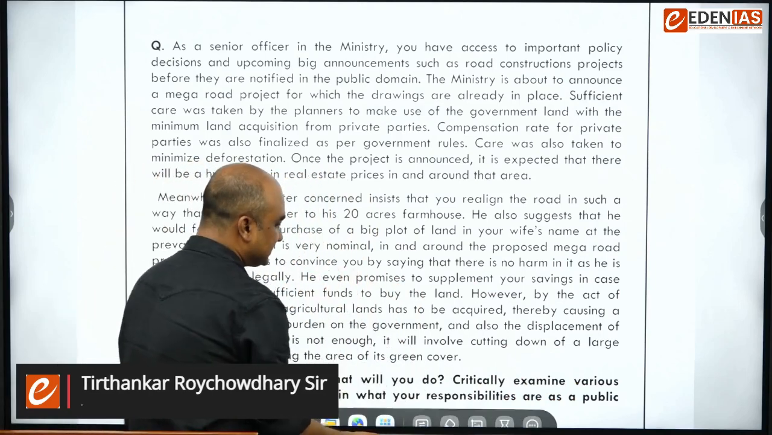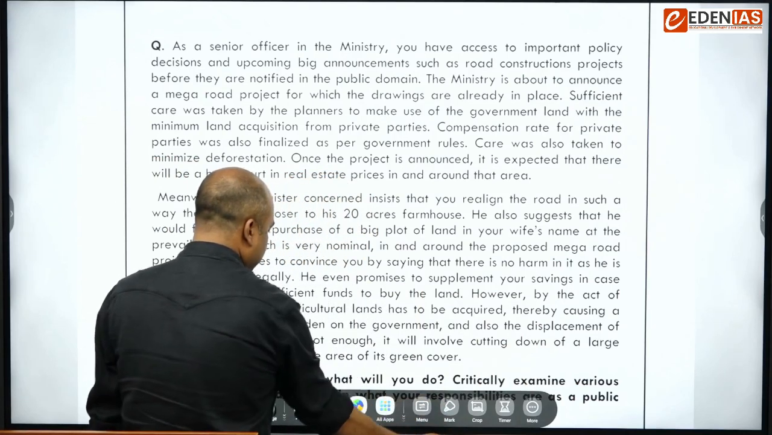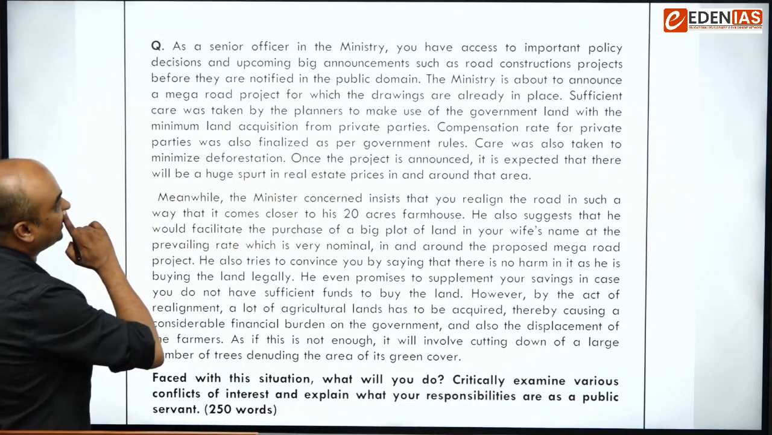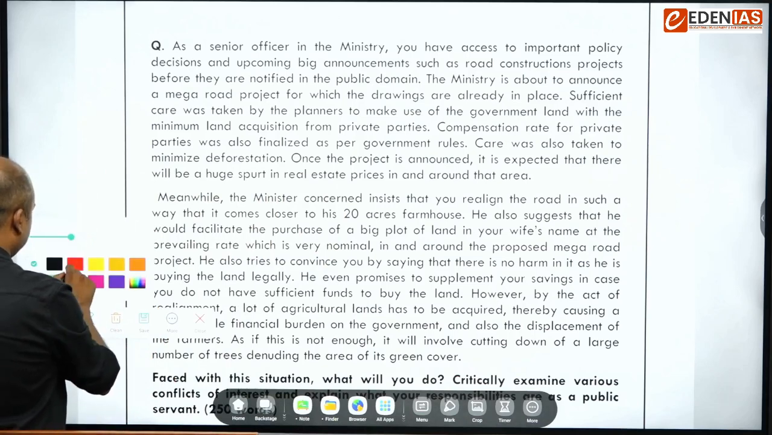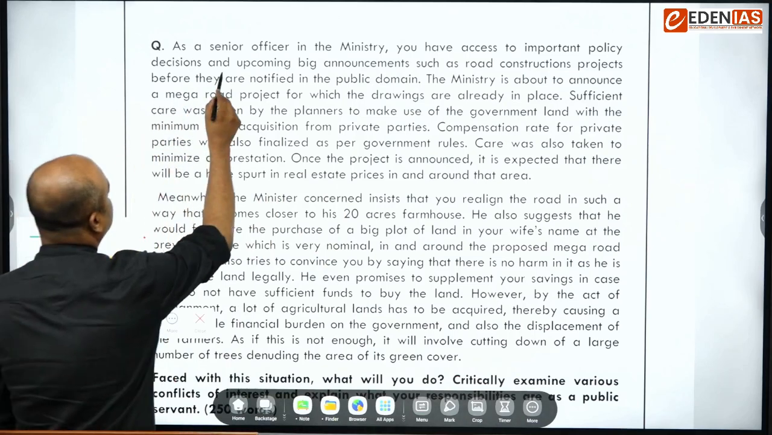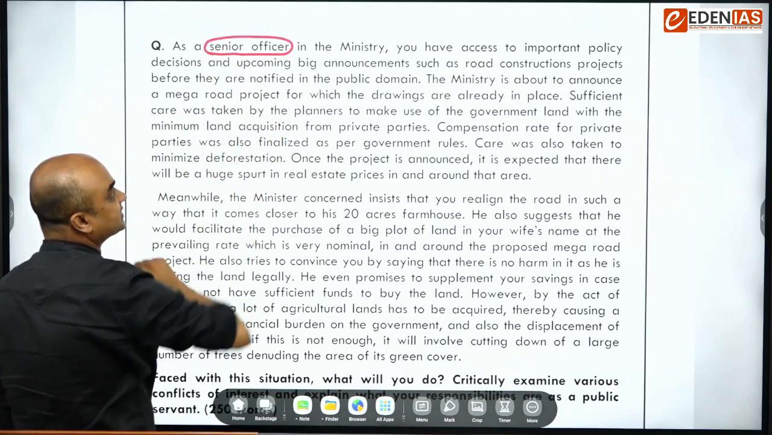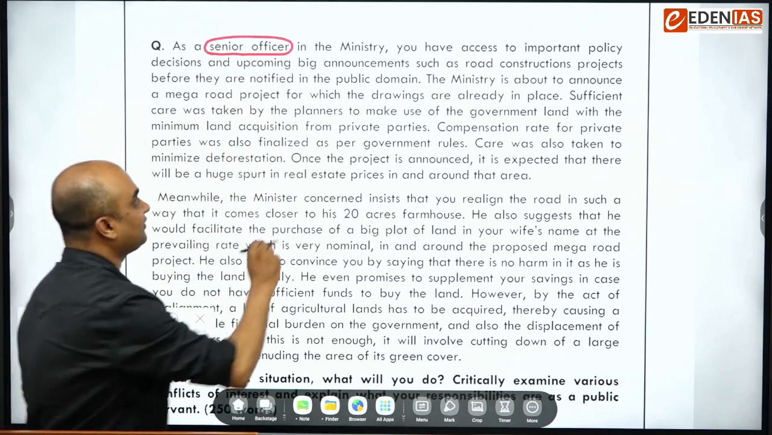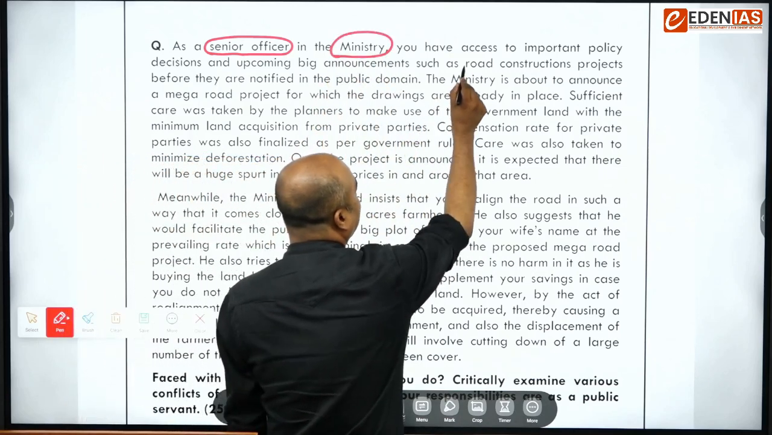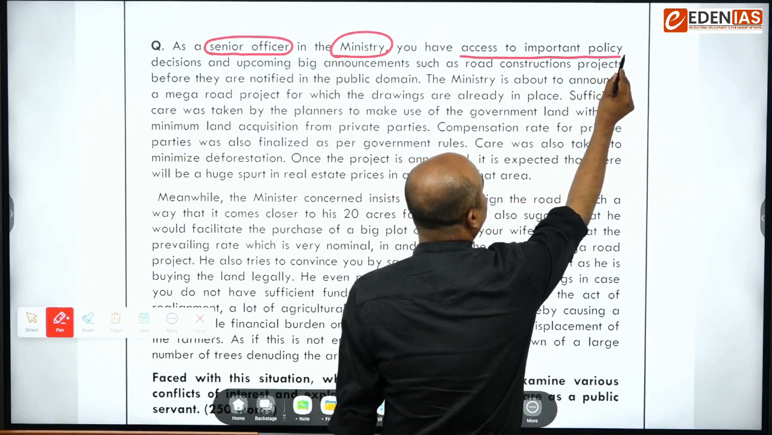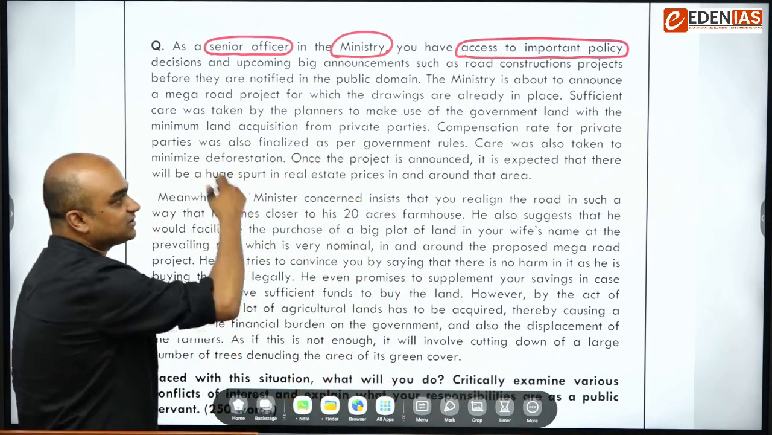Let's try to understand the facts of the case. Okay. So when you look at the facts of the case, see, first is this thing, senior officer. You are a senior officer in a ministry and you have access to important policy decisions. Okay. Why? Because of your seniority, obviously.